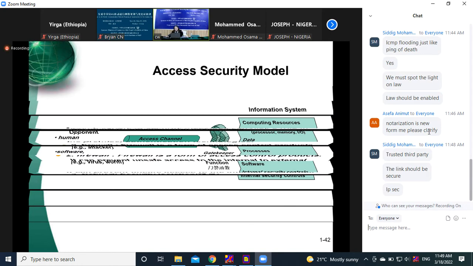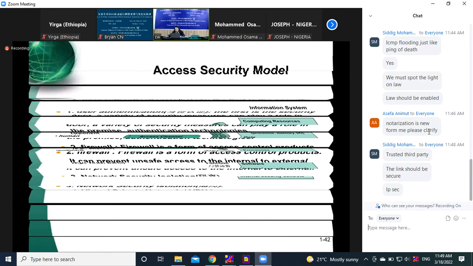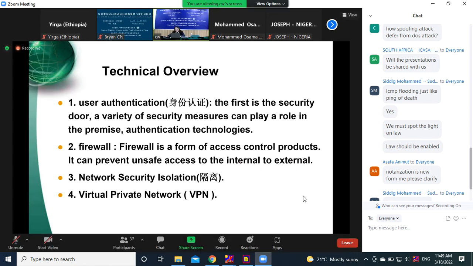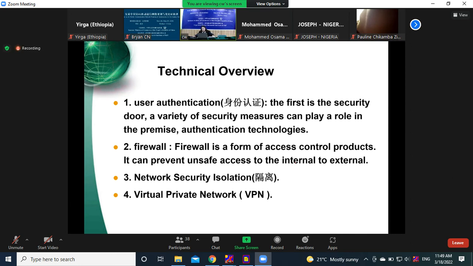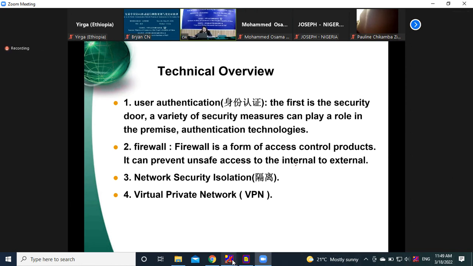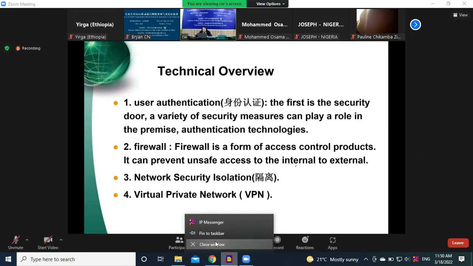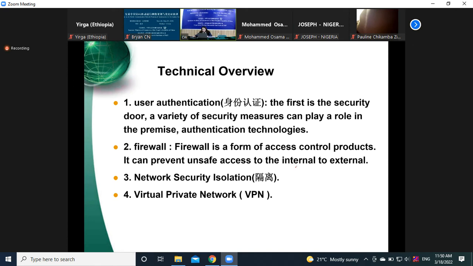Okay, and there are also some technical views. First, user authentication. This is the first. A variety of security methods can play a role in authentication technologies. And another is the firewall. A firewall is a form of access control product. It can prevent unsafe access to the internet from the externals. And sometimes this is a very useful method, a common method in different companies.